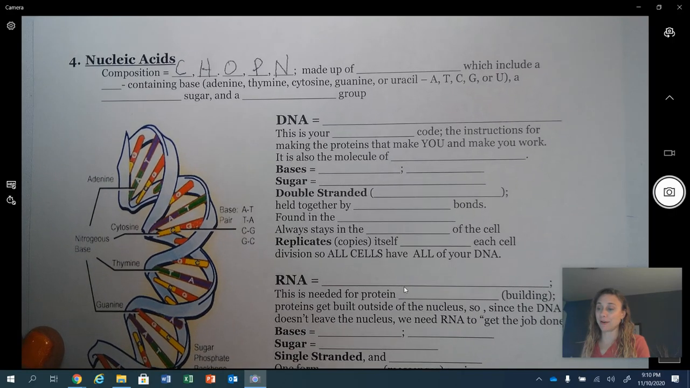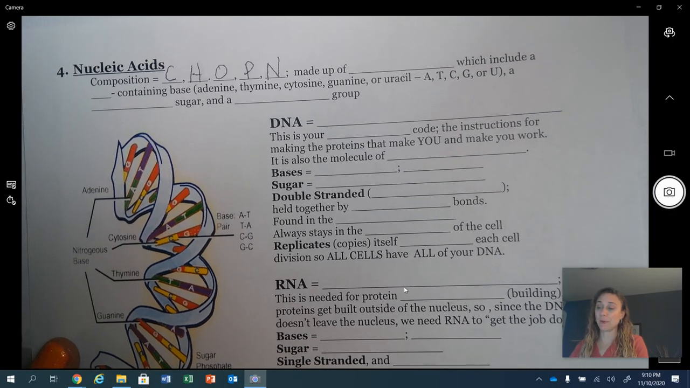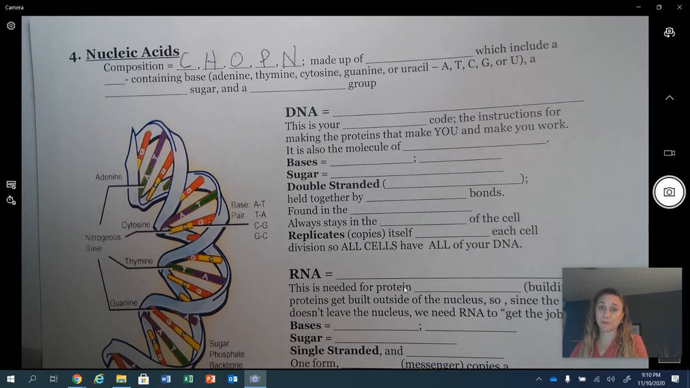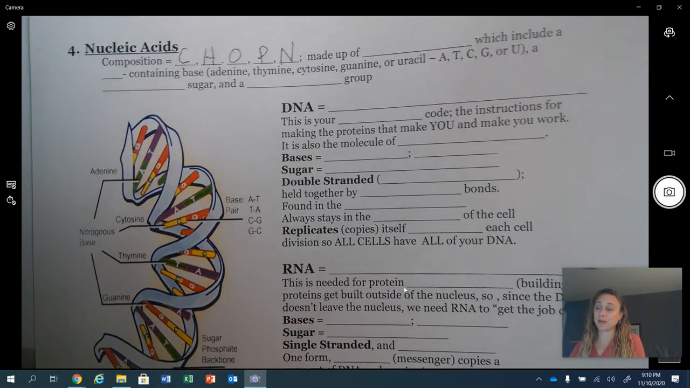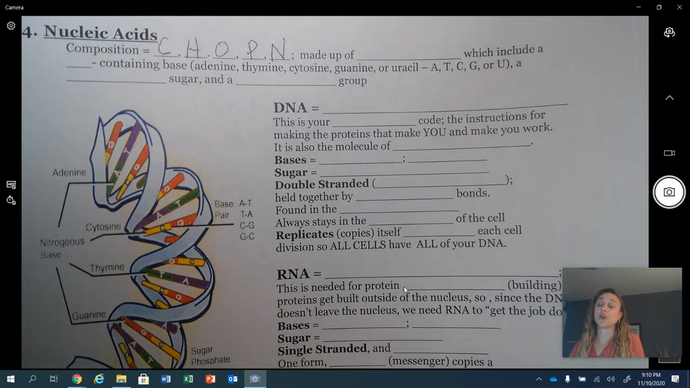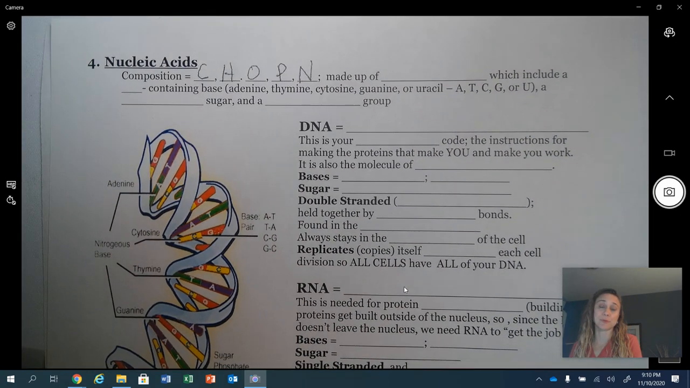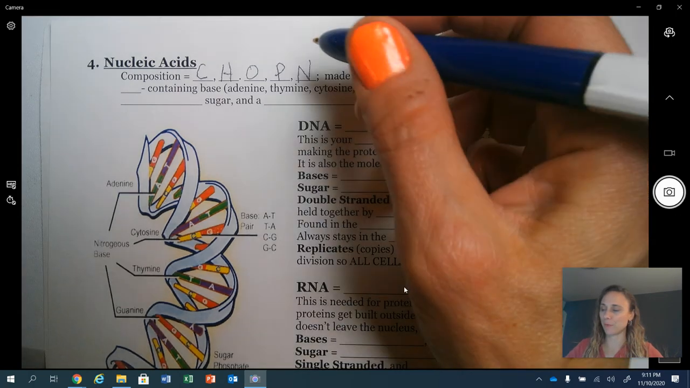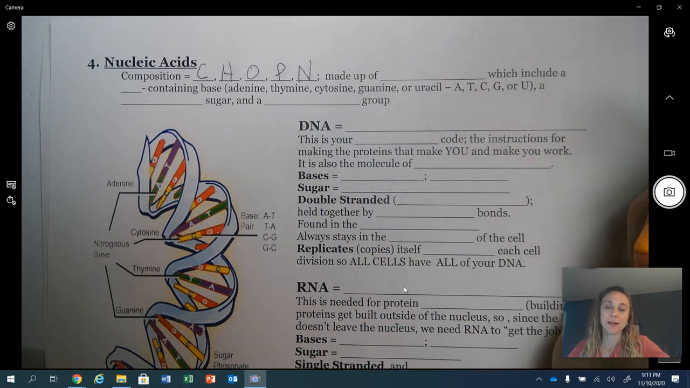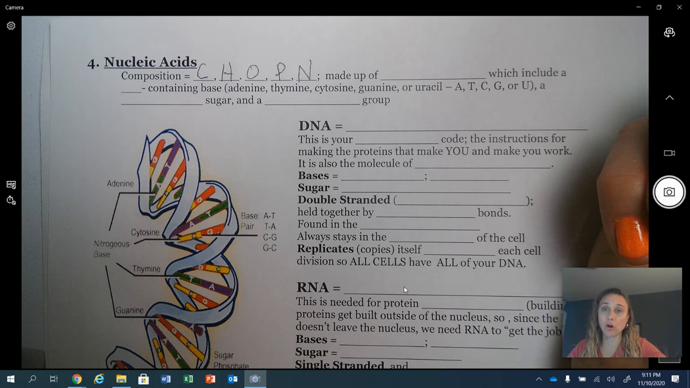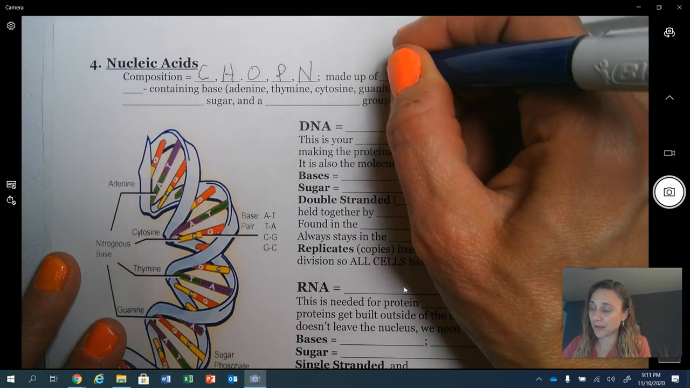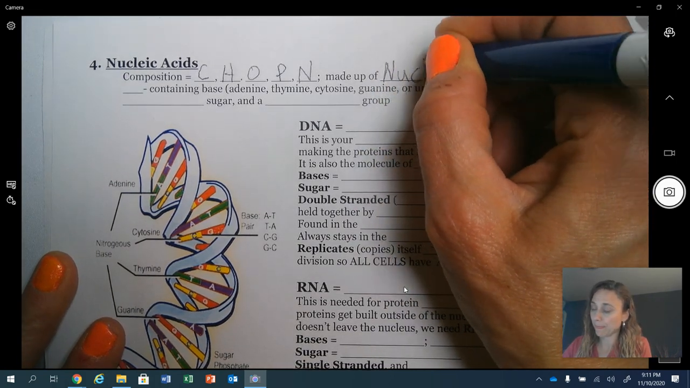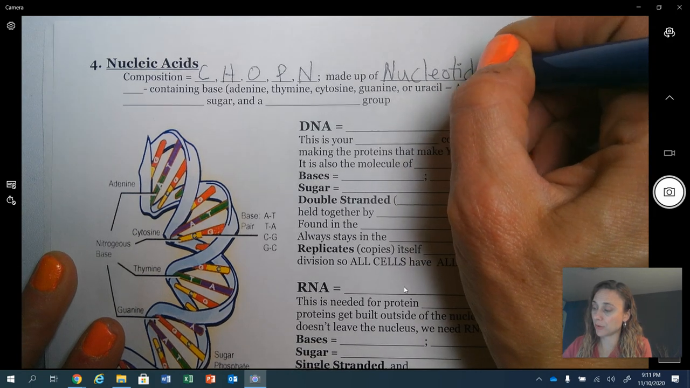Carbohydrates were carbon, hydrogen, oxygen. Lipids were carbon, hydrogen, oxygen, sometimes phosphorus. And proteins were carbon, hydrogen, oxygen, nitrogen, and sometimes sulfur. But the nucleic acids are the jackpot, with both the phosphorus and nitrogen. Okay, and no sulfur. But they're made up of what we call a nucleotide. All right, that's the monomer, kind of what makes a nucleic acid a nucleic acid.